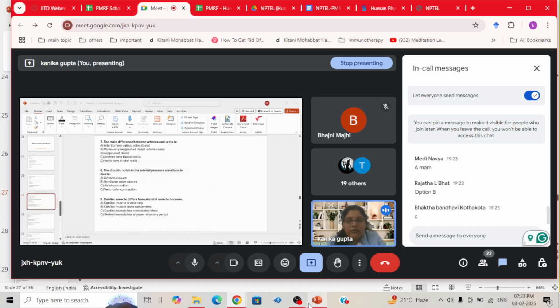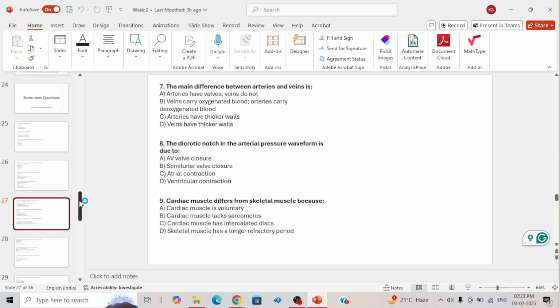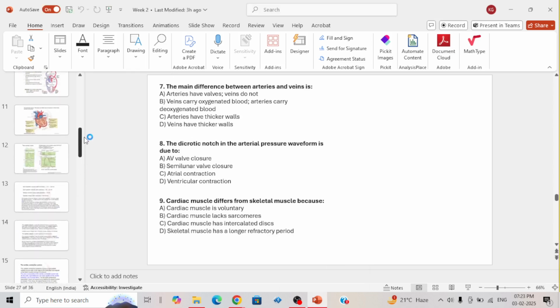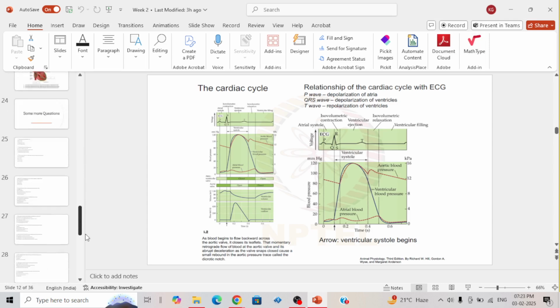Now, if you remember what a dicrotic notch is, this is the dicrotic notch. Okay, everyone, this is due to the closure of the semilunar valve. ठीक है?